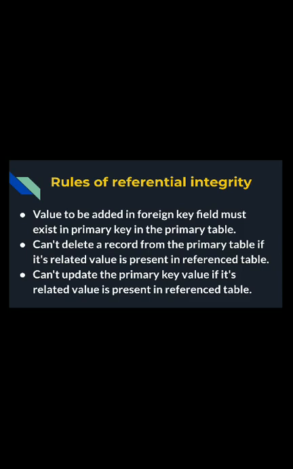Similarly, you can't update the primary key value if its related value is present in the reference table. If I want to update a value in my base table, it should first be updated in the child table, and only then can the value be updated in the base table. So these are the rules of referential integrity.